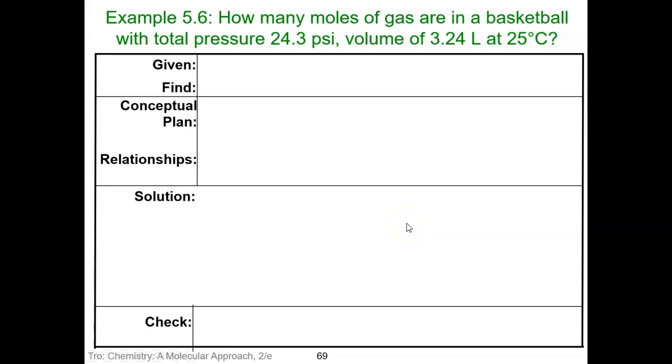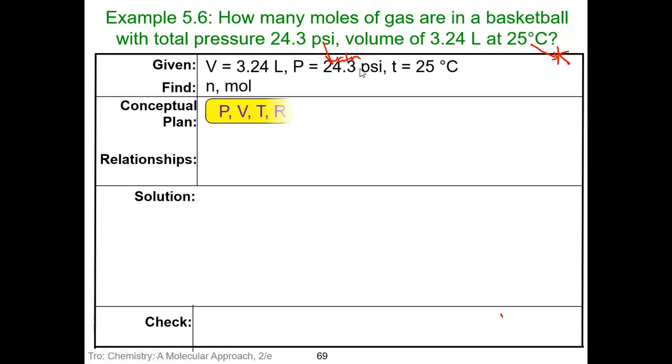Okay, so let's look at this problem here. How many moles of a gas are in a basketball with a total pressure of 24.3 psi, the volume is 3.24 liters, and the temperature is 25 Celsius? Well, first of all, that has to go to Kelvin, and that has to go to atmospheres, right? Those things have to happen no matter what.